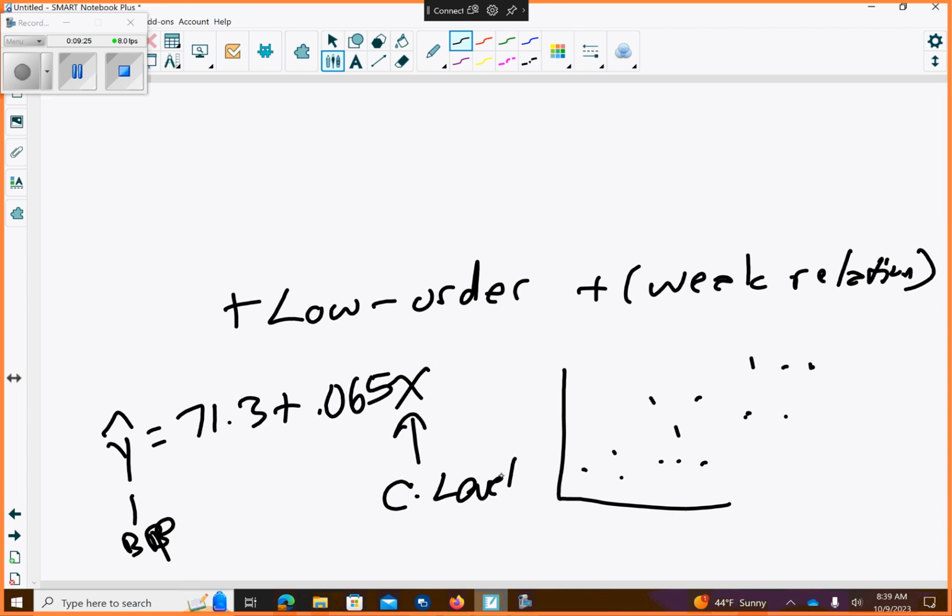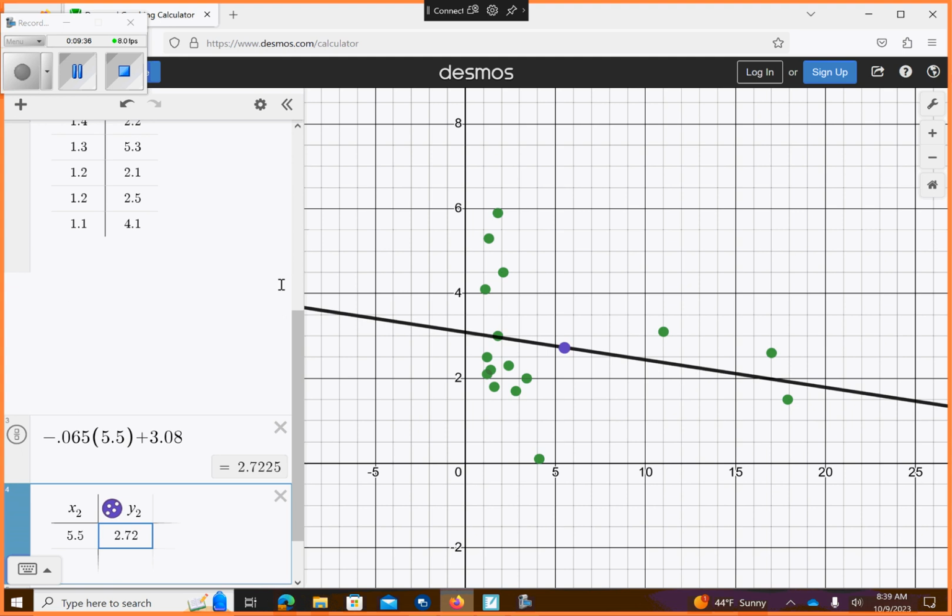Okay, predict the cholesterol level of Mr. Robinson, who has a cholesterol of 206. Yowzers. All right.